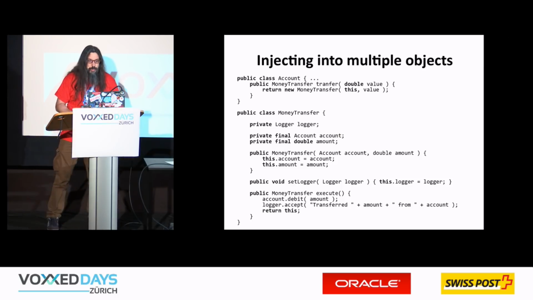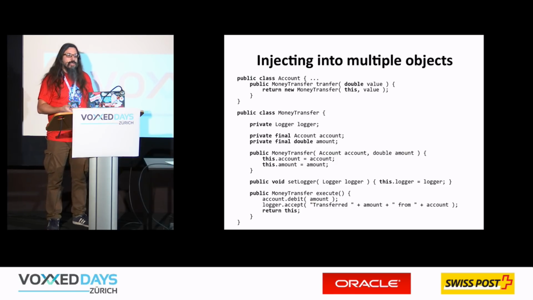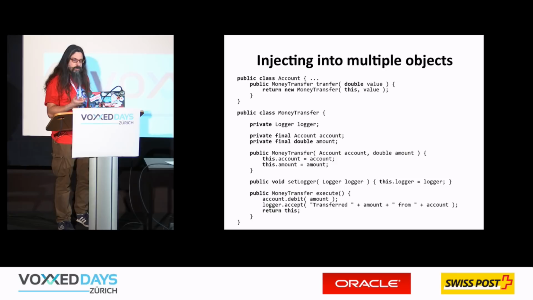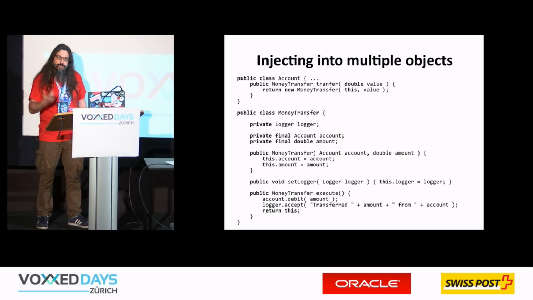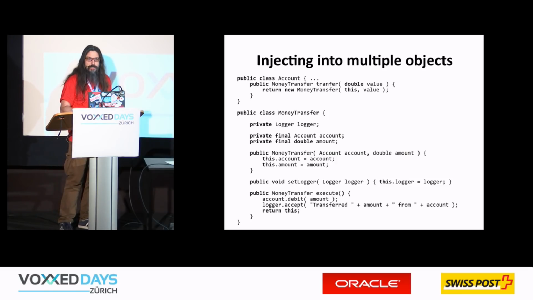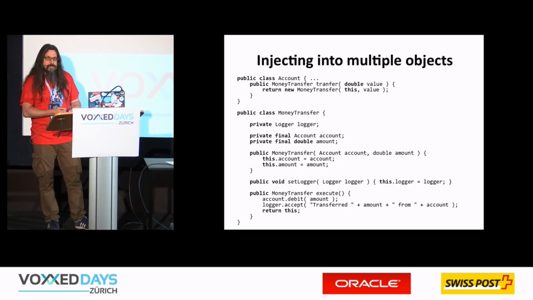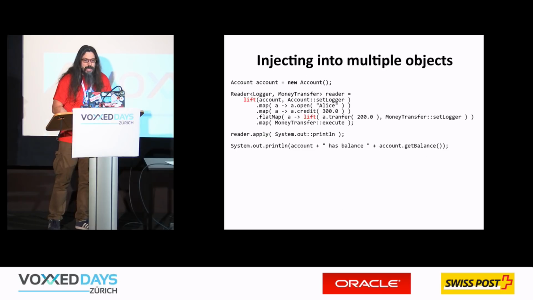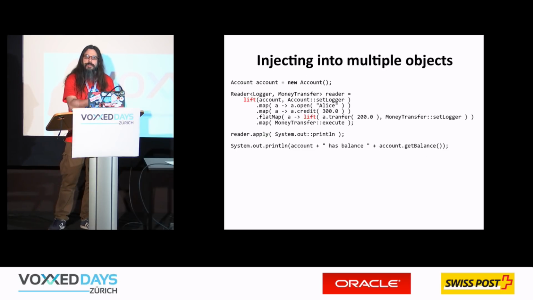Okay, so let's suppose that I have a second object which is a money transfer. So when I call transfer on an account, I will be returned a money transfer, and also the money transfer needs a logger to work exactly in the same way as the account did. In this case, I won't be able to use the simple function anymore, but I can fix the problem by using the flat map instead of the map, okay?